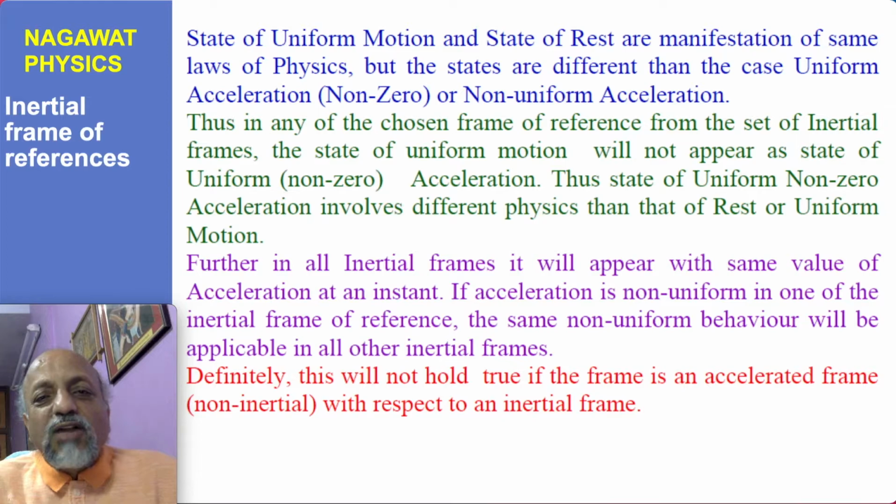And since we are limiting ourselves to inertial frames of reference, we can say that the projectile motion, which involves acceleration due to gravity, would involve acceleration due to gravity in all inertial frames of reference. And so the acceleration due to gravity would be the same in all inertial frames of reference. However, if the acceleration is non-uniform in one of the inertial frames of reference, it would also be non-uniform in all other frames of reference and will have similar behavior with respect to time. Definitely, this will not hold true if the frame is an accelerated frame or non-inertial frame, and I am just reminding of that.